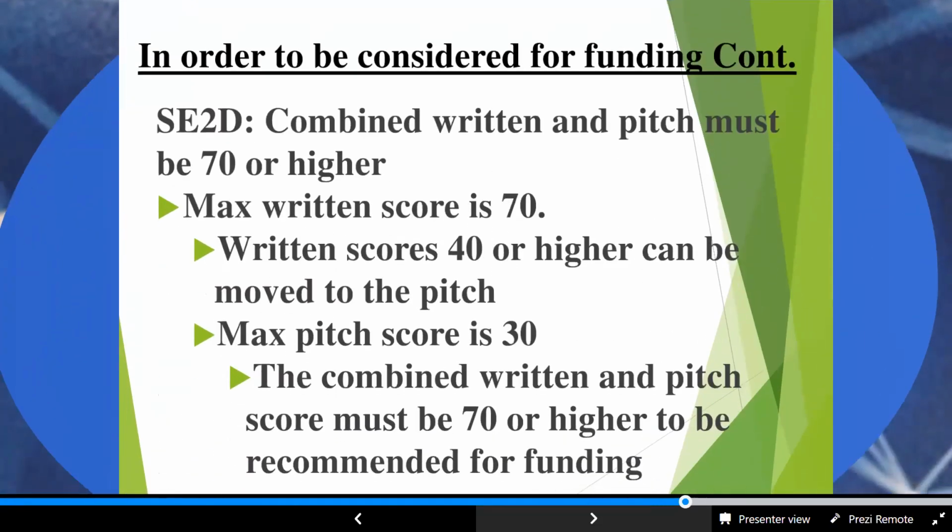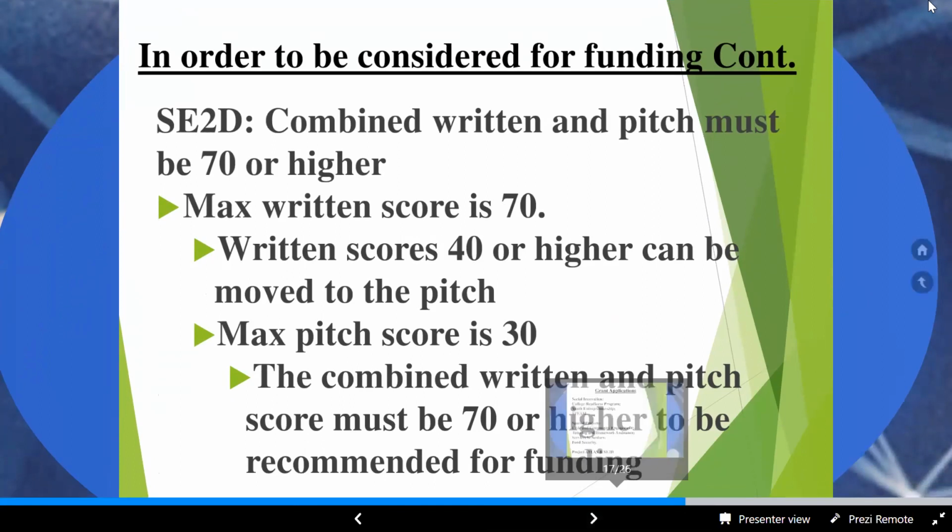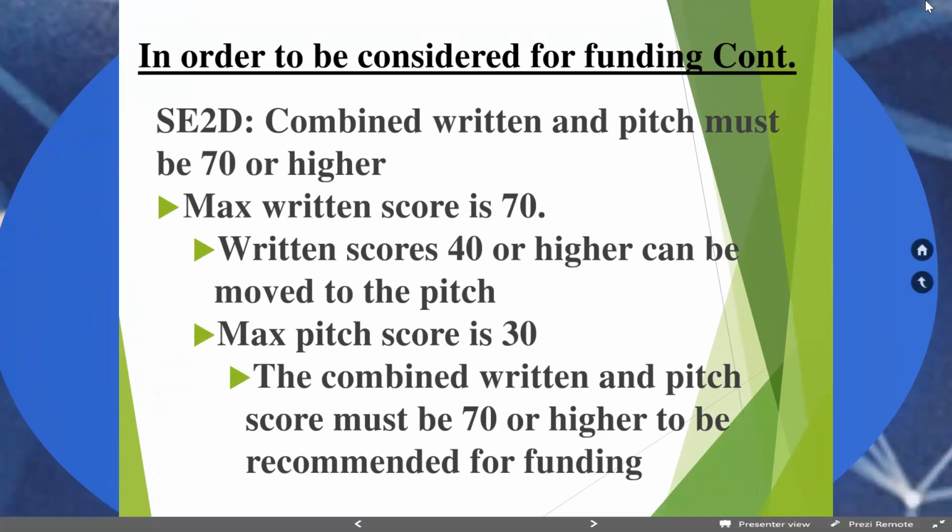In order to be considered for funding under SEED, there's a combined written and pitch score. The combined written and pitch score must be a 70 or higher. The max written score is 70 for SEED. Written scores of 40 or higher can be moved to the pitch. The max pitch score is 30. The combined written and pitch score must be 70 or higher to be recommended for funding, right?